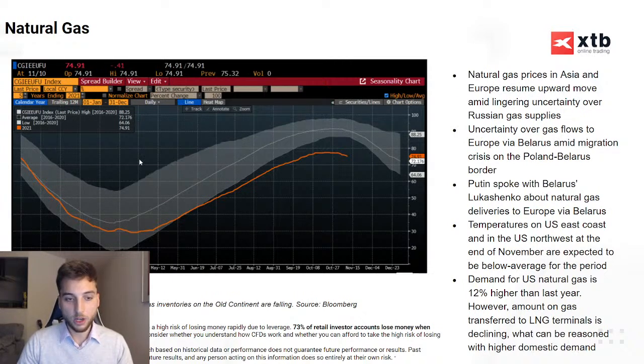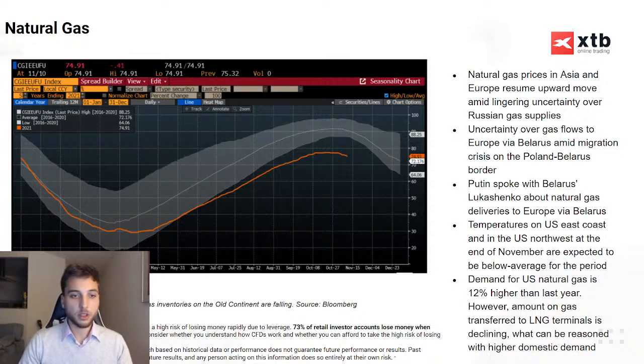And here we can see on the left, heating season in Europe has begun and inventories on the old continent are falling. So we are seeing that heating season has begun. There is an increase in demand for natural gas. We are supposed to be seeing an increase in supply from Russia. In the meantime, obviously, we are seeing the inventories drop in Europe.